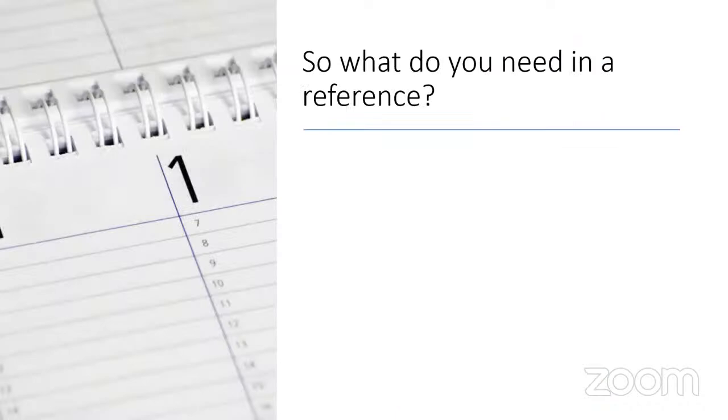So coming to the citation part, when you put a citation, you need a few things which will take the reader to the original source. So what do you need in a reference?